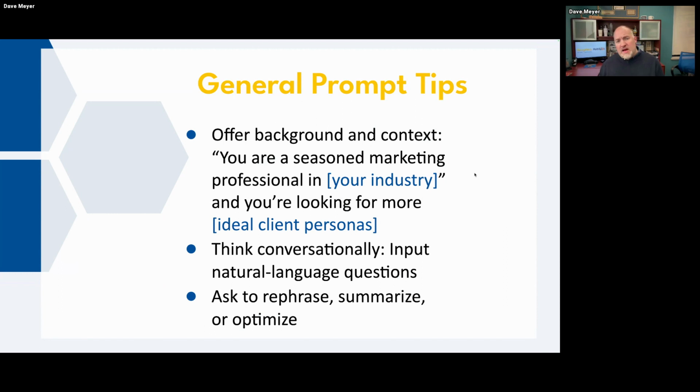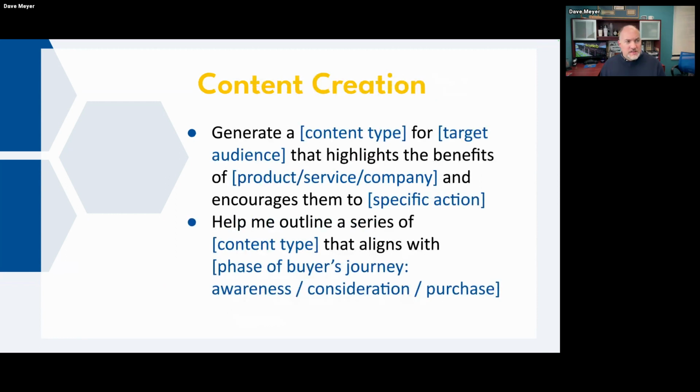And then again, think conversationally. You're going to input natural language questions. We don't need to use all the operators that we used to have to do when doing deep Google research. You can ask it to rephrase, to summarize, or optimize, to improve, which is also very helpful. Generating content straight up, if you wanted to just work with ChatSpot in particular, you could type this prompt into ChatSpot and it will give you a blog post or whatever content you want for the target audience that highlights the benefits and brings it in.